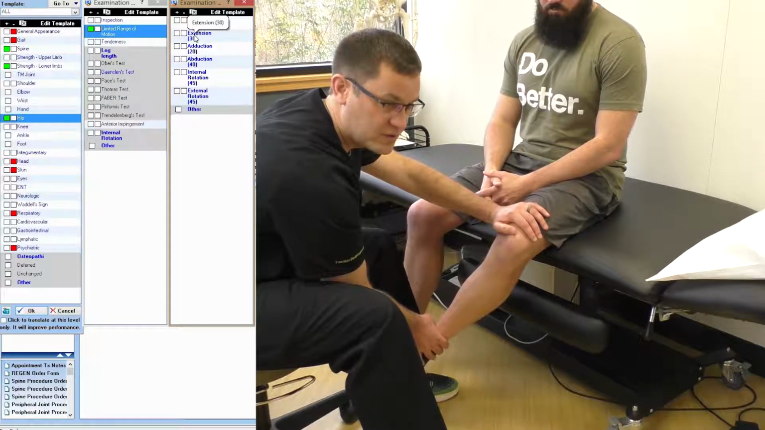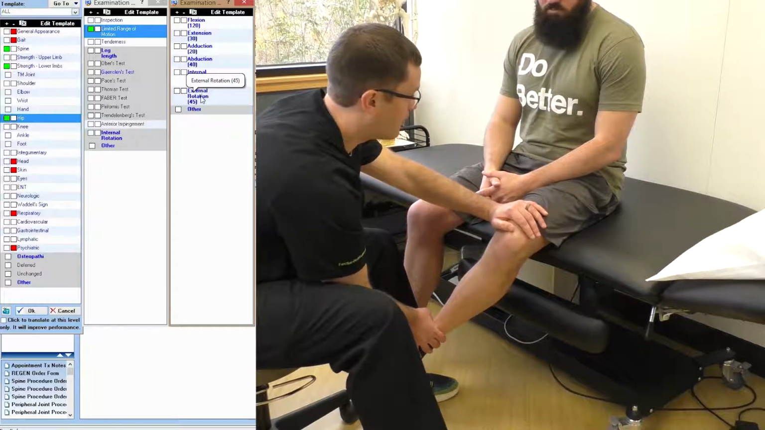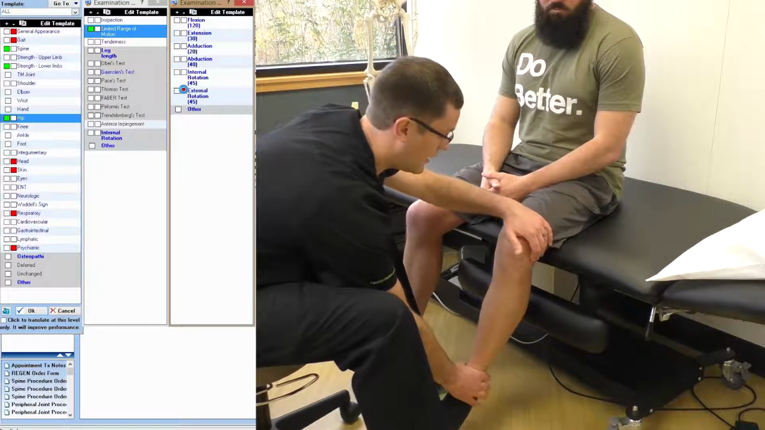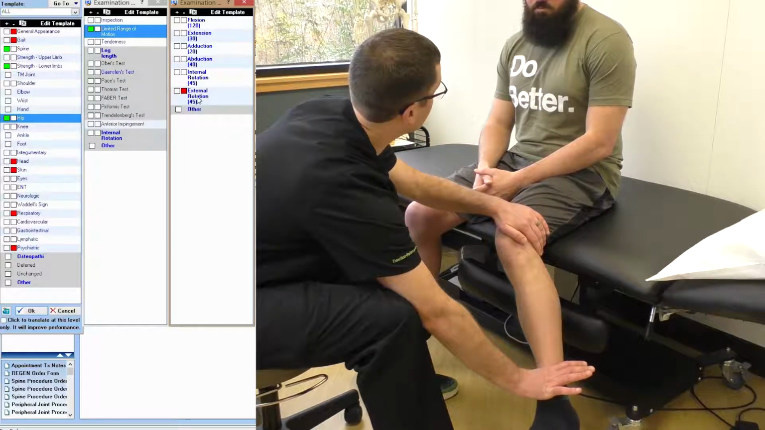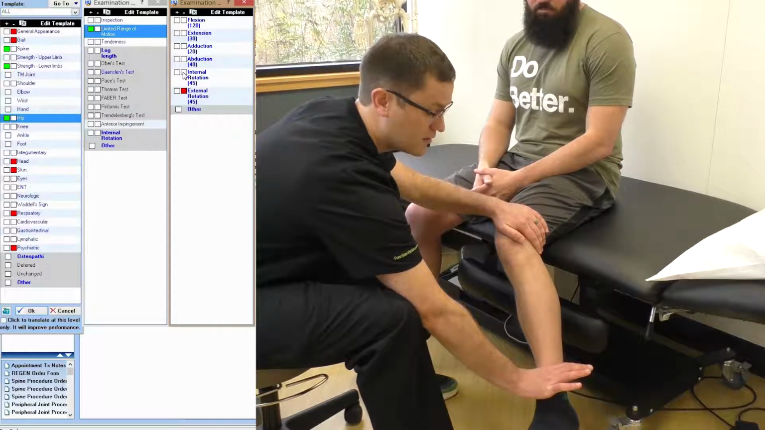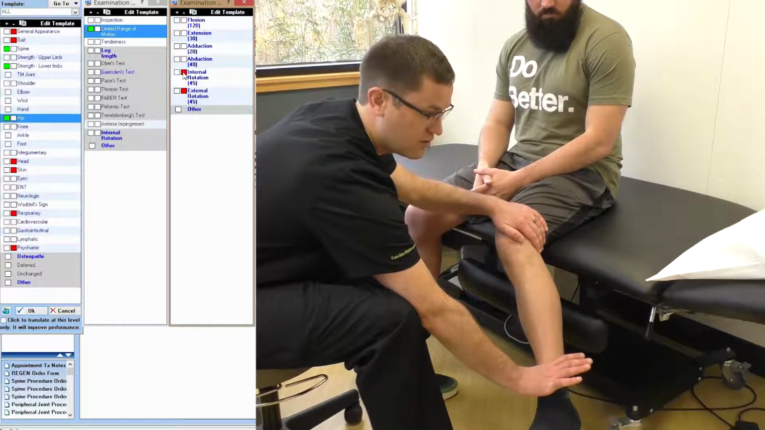So he has no pain and no restriction in range of motion for external rotation of the hip. Now I'm going to go the opposite way, and now we're internally rotating the hip. Any pain with that? So no restriction in internal rotation and no pain with internal rotation.